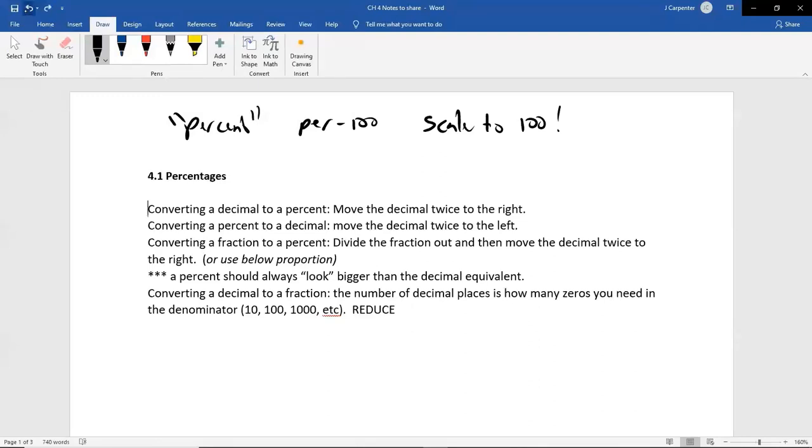But it's the fact that you need to be able to do this on the fly without knowing which one's coming at you. So when you're in that situation, you're a little more likely to make careless errors and just, oh, I'm going to go twice to the right when you were really supposed to go left. So that's why I give you this awesome trick right here, that a percent value should always look bigger than the decimal equivalent. So in other words, when you're just looking at the number without the percent symbol, that should look bigger, and specifically it should look bigger by a factor of 100.